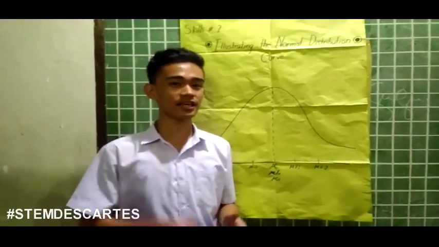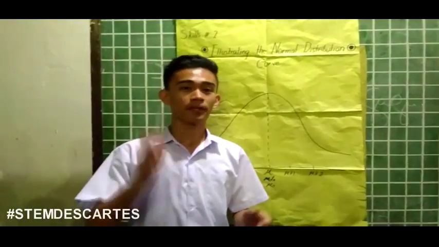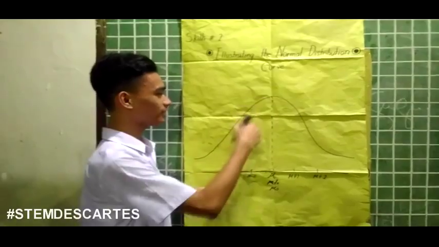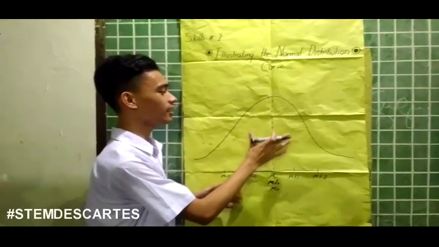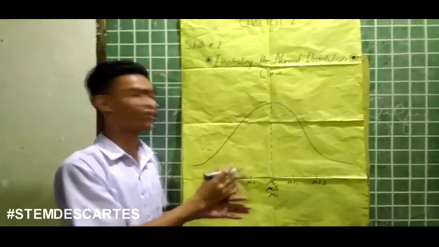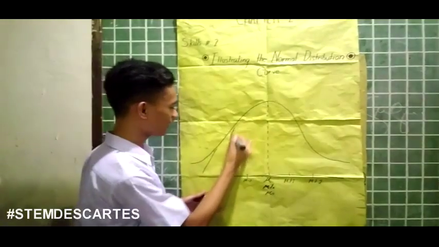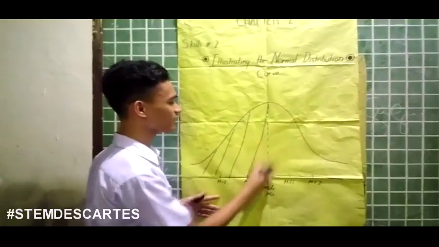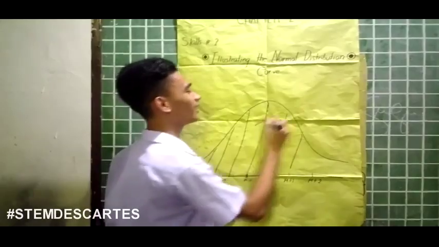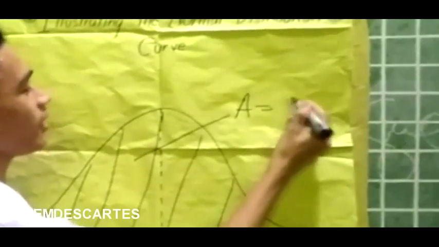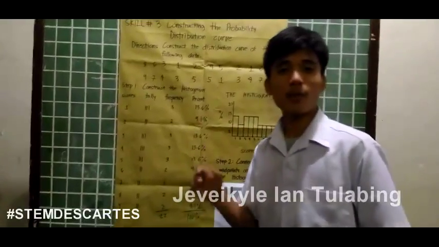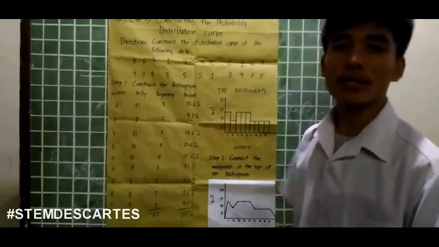Property number 6, the last property: the area under the curve is 1. In this case, this space is what we call the area. So let's shade this part. And this is our area, equals 1. We are done with skill number 2, illustrating the normal distribution.